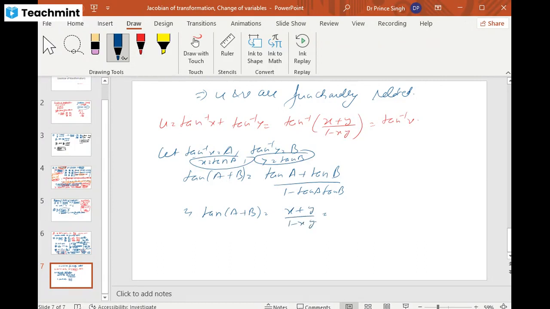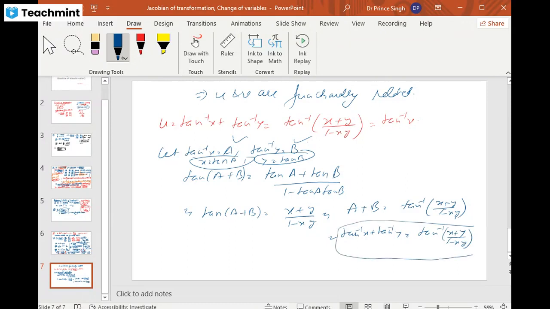This is (x plus y) upon (1 minus xy). If we apply the inverse transformation, then a plus b is equal to tan inverse of (x plus y) upon (1 minus xy). And what is a plus b? This is tan inverse of x plus tan inverse of y. So this is the proof of the inverse trigonometric identity. Here we have proved that if the variables are functionally related, then the Jacobian of transformation is 0 also, right?